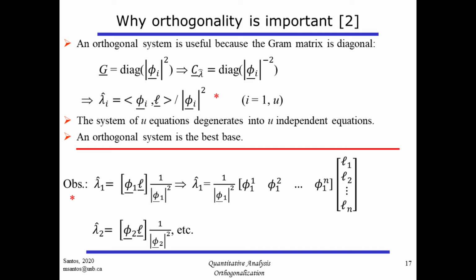The I coefficients, for U unknown coefficients, are going to be the product of each individual row of the Vandermonde matrix by the observation vector divided by the quadratic norm. This constitutes a system of U equations which will then degenerate, or boil down, to a set of U independent equations. An orthogonal system is the best base, in the sense of best coordinate system.